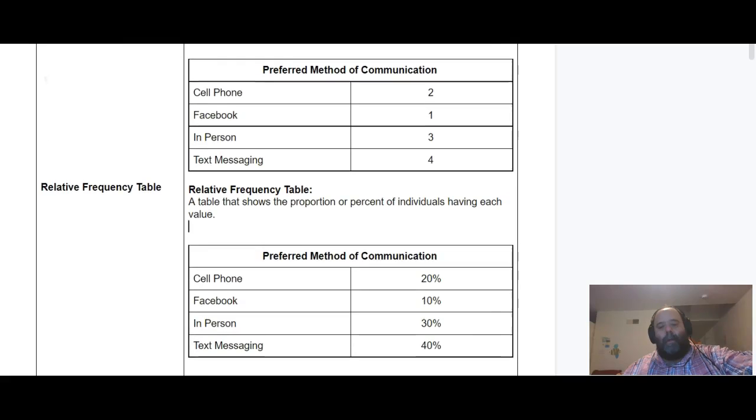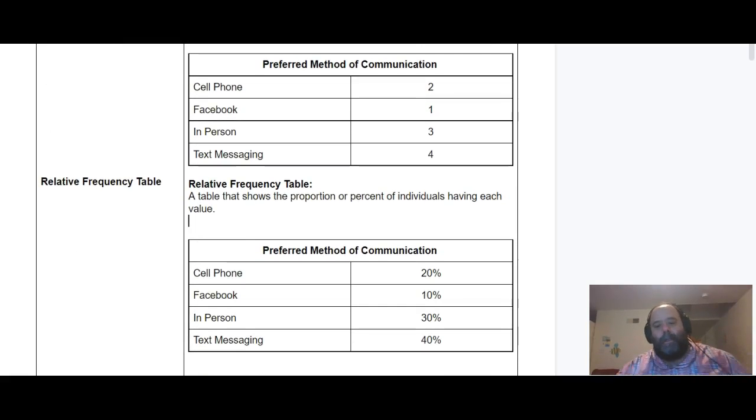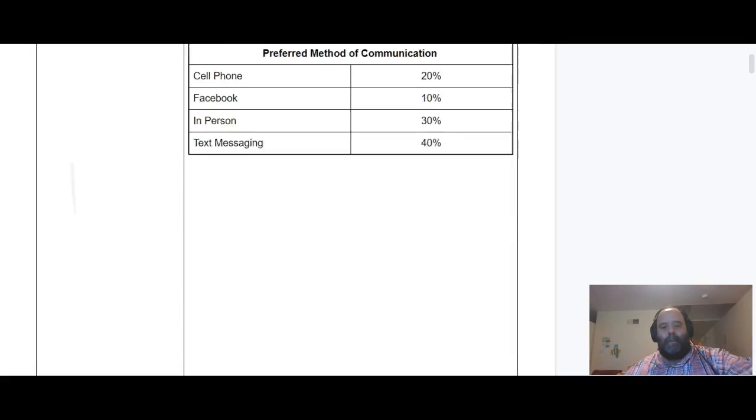So when we go to a relative frequency table, we change those from direct counts to percentage of the whole, right? So cell phone is now 20% of the whole because it's 2 out of 10. Facebook is 10% of the whole. In person is 30% of the whole, and text messaging is 40% of the whole. So that'll get you a frequency table and a relative frequency table.